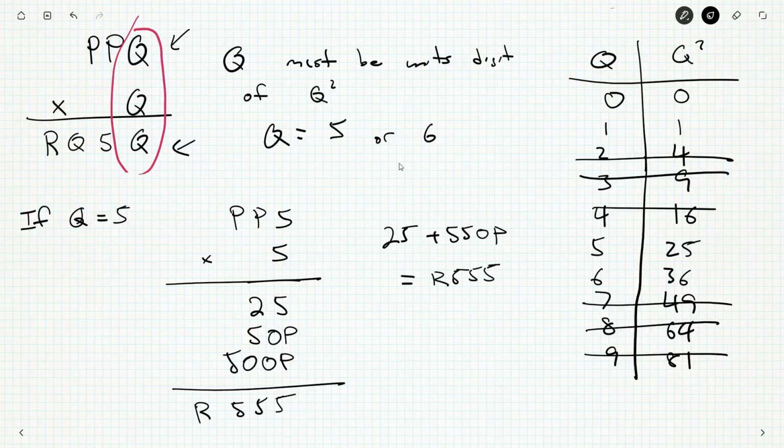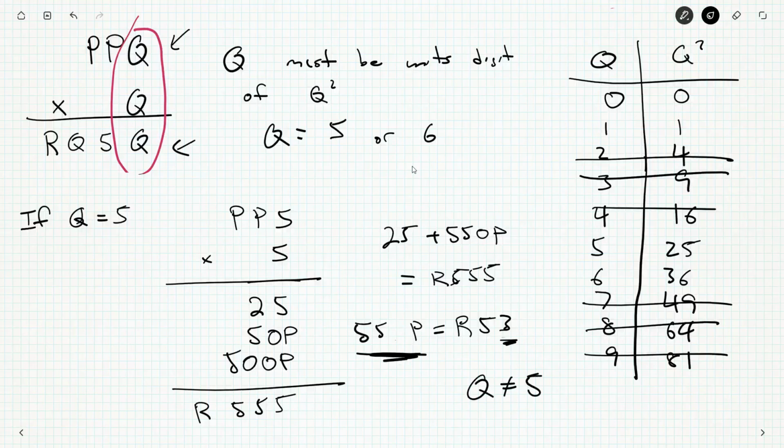Subtracting 25 from both sides, we get 550p is R30. But there's no way 550 times p is going to end in a 30. Divide both sides by 10. You'll get 55p is R53. But this is a multiple of 5 on the left-hand side. But if something ends in a 3, that's not a multiple of 5. So q can't be 5. That tells me q must be 6.